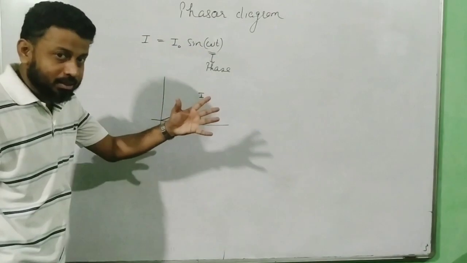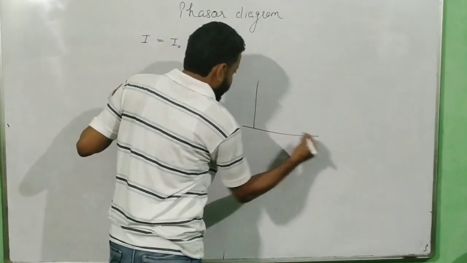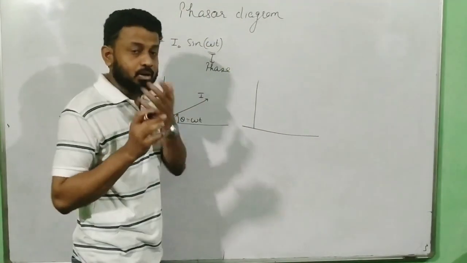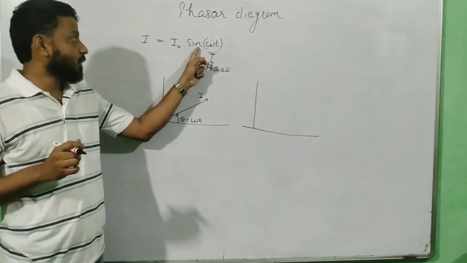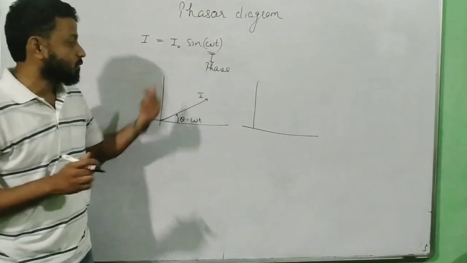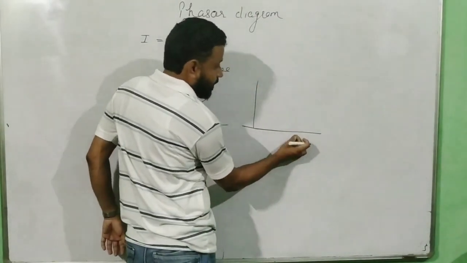In order to understand this very clearly, let us try to plot different values of phase in the same diagram. Now just imagine when you put the time t as 0, what is the value of omega t? 0. And what is the value of sine 0? Sine 0 is 0. So what is the value of I? I will be equal to 0. So I will plot nothing over here.